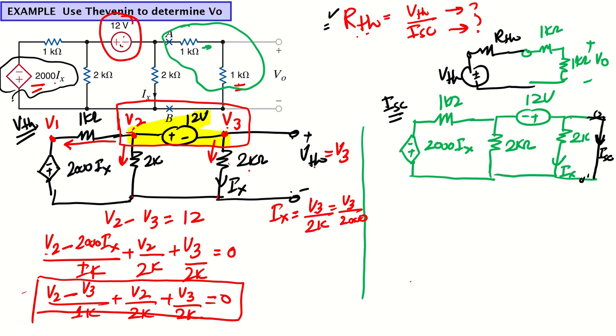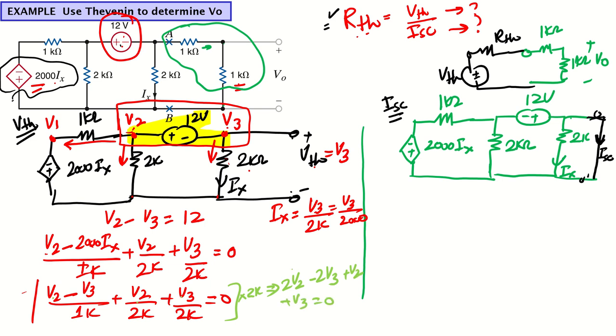Further, we can simply multiply this whole equation with 2K to get a simplified form. That will become 2V2 minus 2V3, plus V2, plus V3 is equal to 0. Or 3V2 minus 2V3 plus V3, that is 3V2 minus V3 is equal to 0. So this is my equation, right? So I have two equations and two unknowns, V2 and V3.